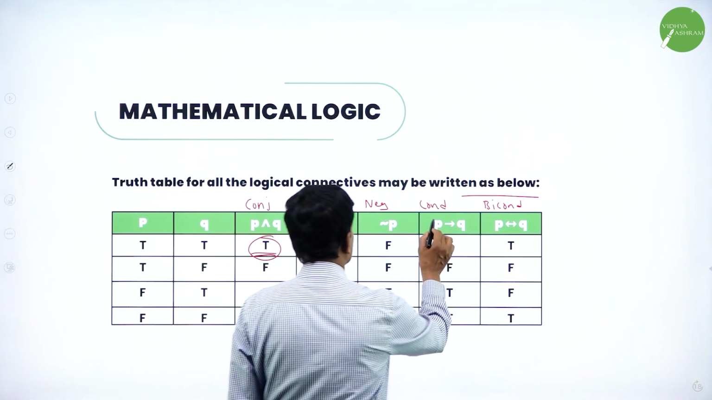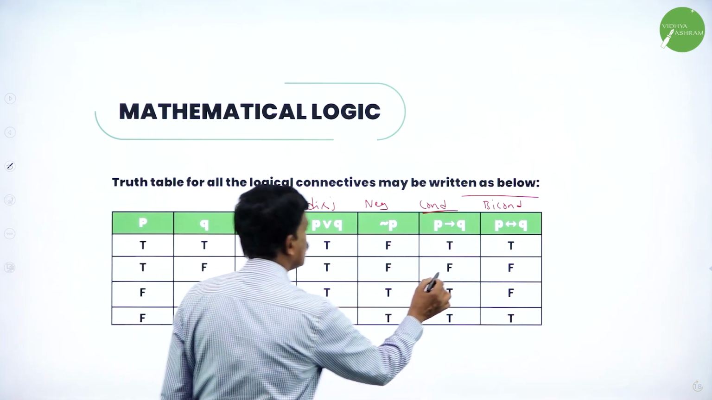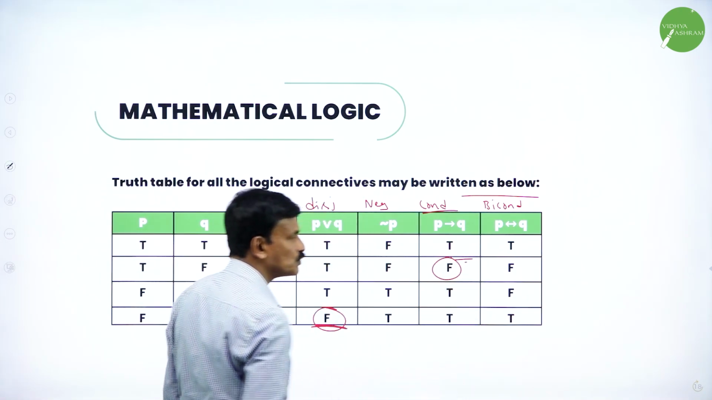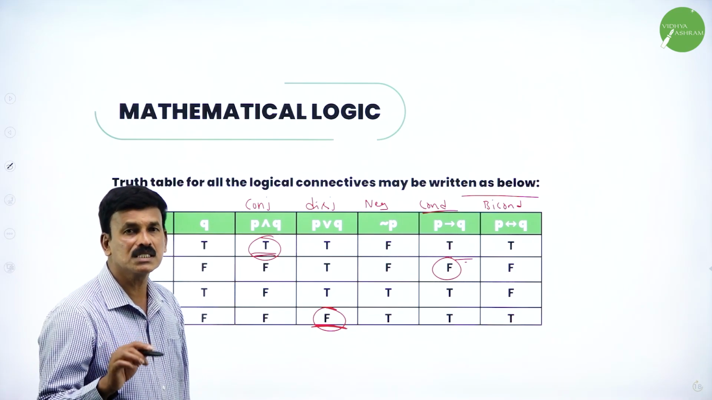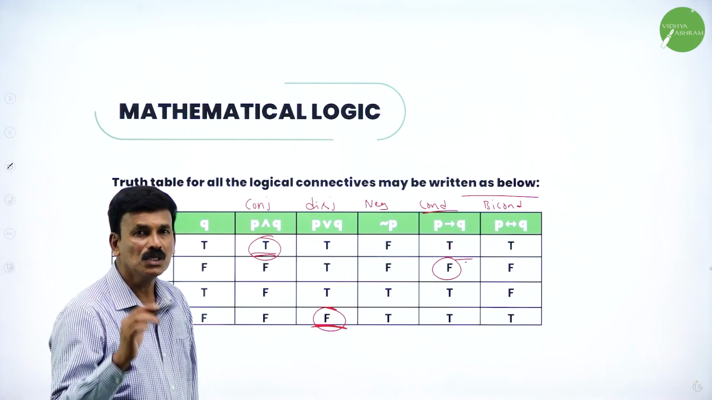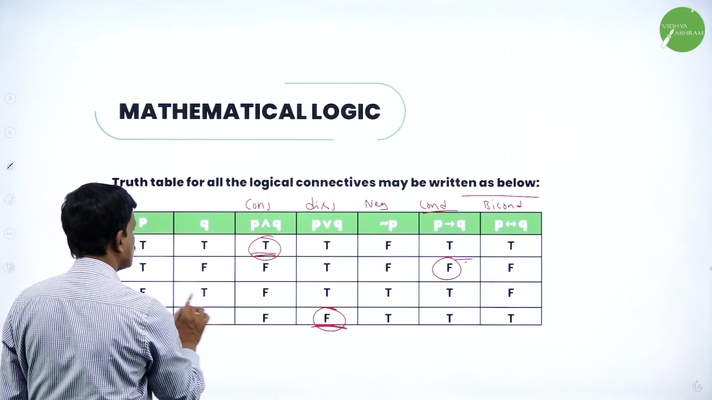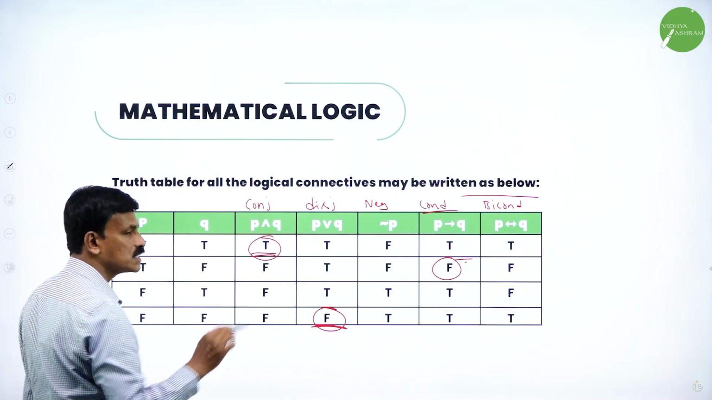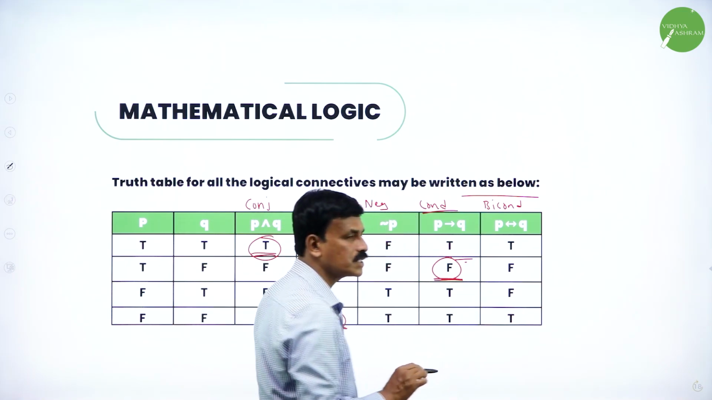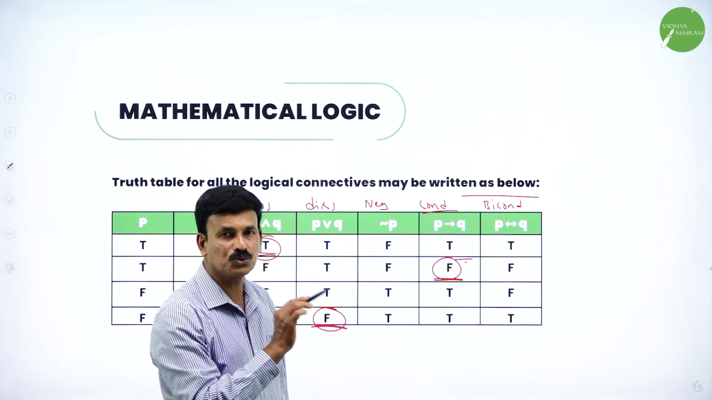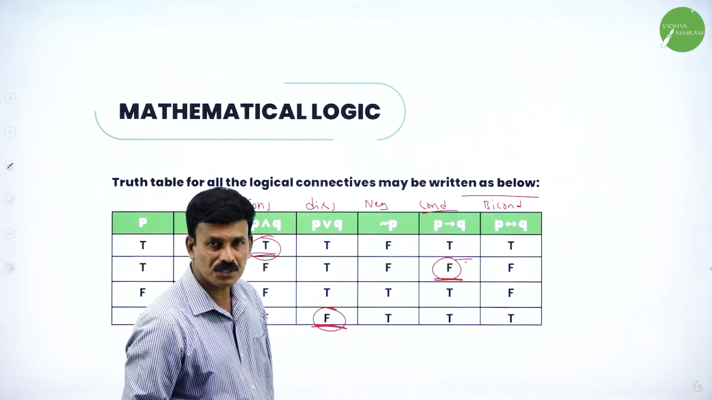Now, conditional statement. Conditional means what? True and false is false. In all other cases, it is true. If the first statement is true and the second statement is false, then it is false. In all other cases, it is true. So, true and true is true. True and false is false. False and true is also true. False and false is equal to true.